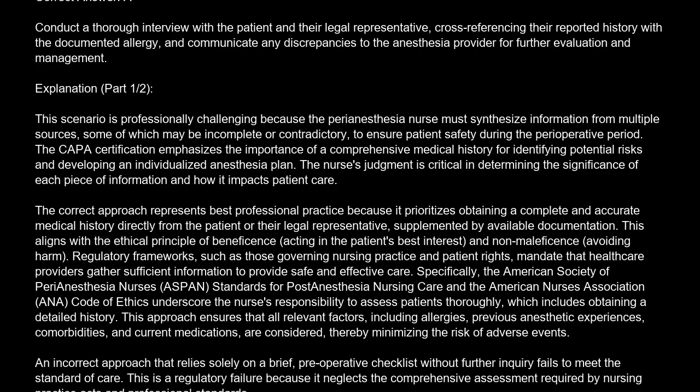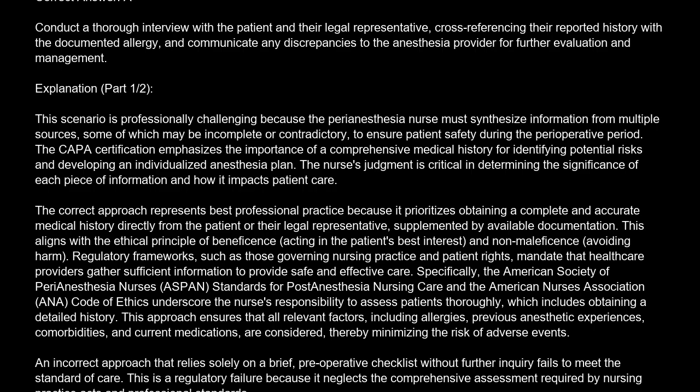The CAPA certification emphasizes the importance of a comprehensive medical history for identifying potential risks and developing an individualized anesthesia plan. The nurse's judgment is critical in determining the significance of each piece of information and how it impacts patient care. The correct approach represents best professional practice because it prioritizes obtaining a complete and accurate medical history directly from the patient or their legal representative, supplemented by available documentation. This aligns with the ethical principle of beneficence, acting in the patient's best interest, and non-maleficence, avoiding harm.